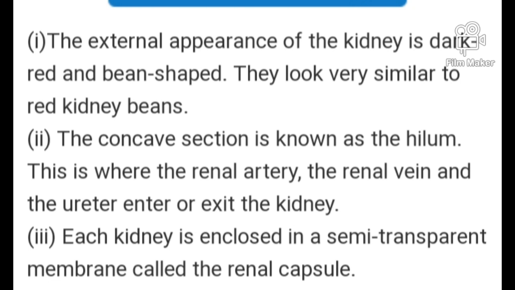The external appearance of the kidney is dark red and bean shaped. They look very similar to red kidney beans. The concave section is known as the hilum. This is where the renal artery, renal vein and the ureter enter or exit the kidney. Each kidney is enclosed in a semi-transparent membrane called the capsule.